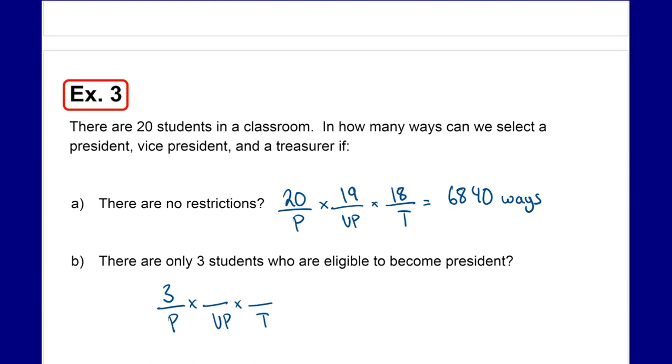It doesn't, because we still assume there are 20 students in total. One of them gets picked to be president. Those 2 people that didn't get picked go back into the overall group. There's still 19 and then 18 possible people for the other 2 positions. So 1,026 ways that we could select these 3 positions if only 3 students can become president.